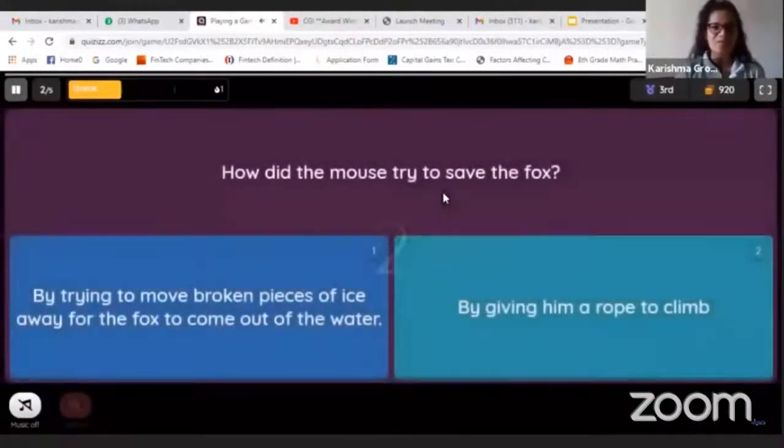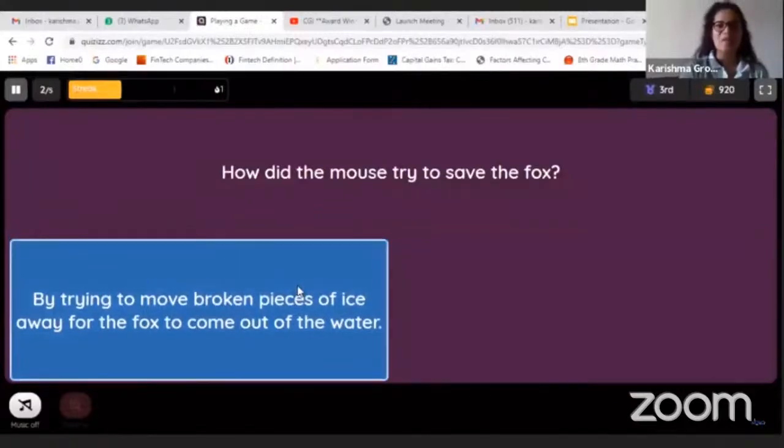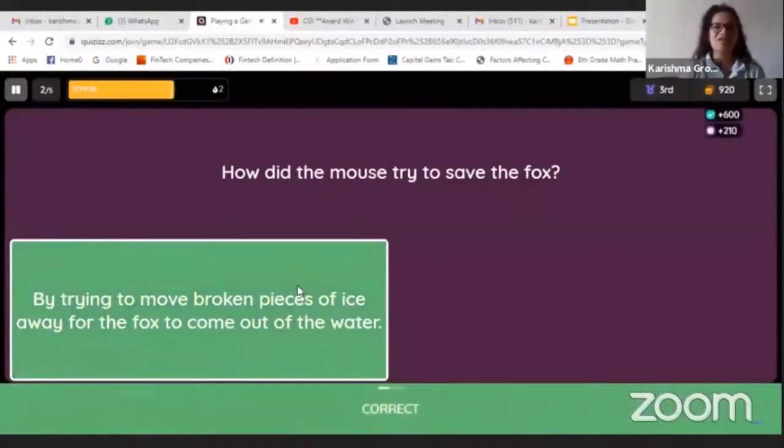Next question. How did the mouse try to save the fox? By trying to move the broken pieces of ice away from the fox to come out of the water, or by giving a rope to climb? By moving the broken pieces, right? So it's option one. Very good.